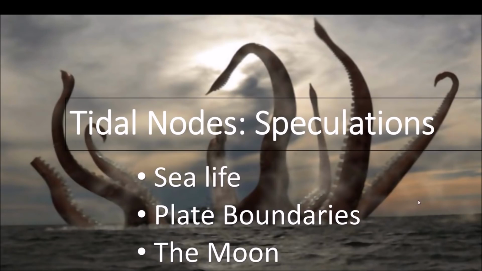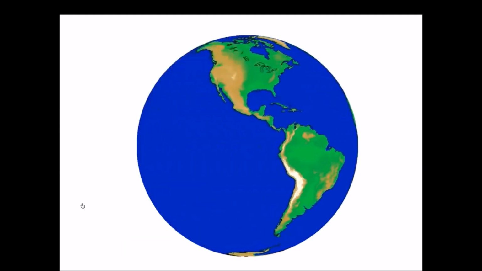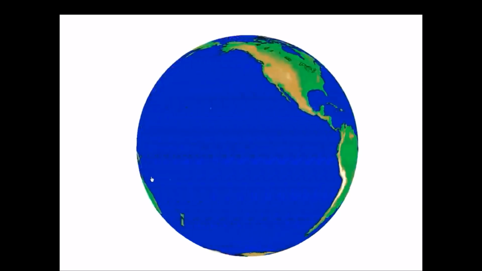Or plate boundaries. It could just be where tectonic plates collide and move against each other. The same thing that seems to cause volcanoes and earthquakes could also be causing the tides. And the third speculation is not my speculation, but it's the speculation that everybody accepts, and that's that the moon is causing the tides.